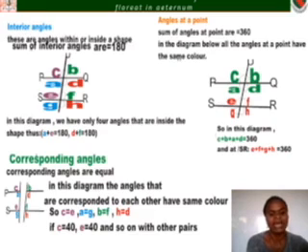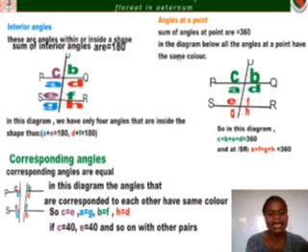Now let us look at the angles at a point. The sum of angles at a point is equal to 360 degrees. In the diagram below, all the angles at a point have the same color. So in this diagram, we have angle C plus angle B plus angle A plus angle D equal to 360. They have the same color, green.